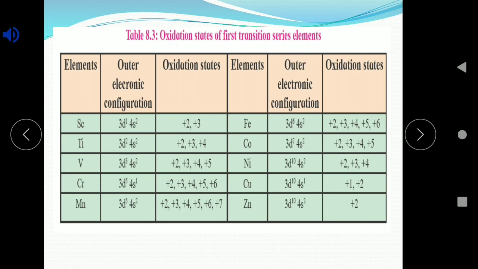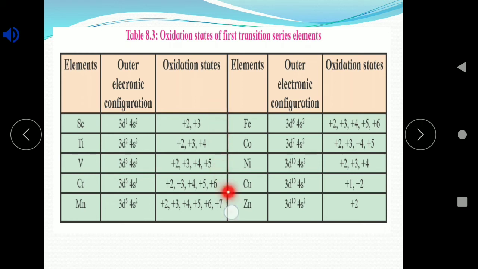an electron cannot be removed from a stable, completely filled sublevel. S can easily donate the electron. It is fulfilled, still it can donate because it has lesser energy. It requires less energy to remove an electron from the last shell. So, from 4s, only 2 electrons can be donated by zinc, and hence zinc shows only one oxidation state, plus 2.